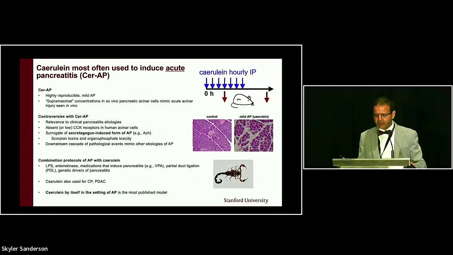And cerulean has most often been used to induce acute pancreatitis. It is highly reproducible. It is a mild form of AP. And the advantage is that supramaximal concentrations of cerulean given ex vivo in pancreatic acinar cells can mimic the acute acinar injury that's seen in vivo. So it's a really helpful correlate for translation.